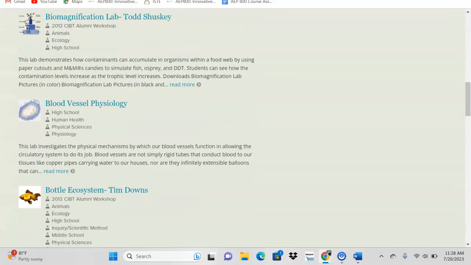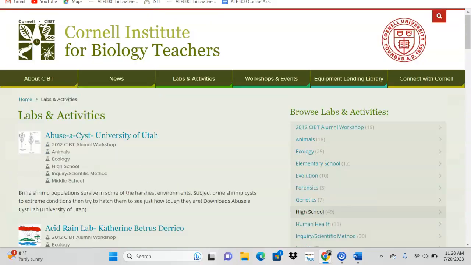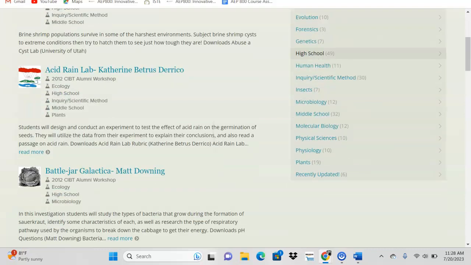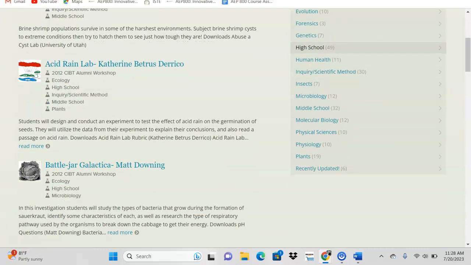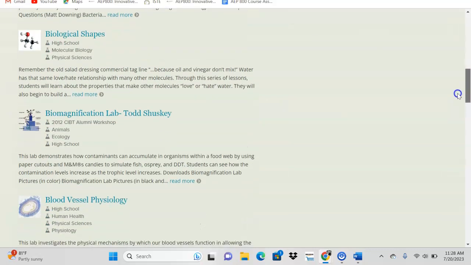It gives many different forms of lab practices. It allows you to choose different things like human health, inquiry, scientific method, insects, micro, middle school. It just gives a lot of different options on what you could teach and what you could learn.